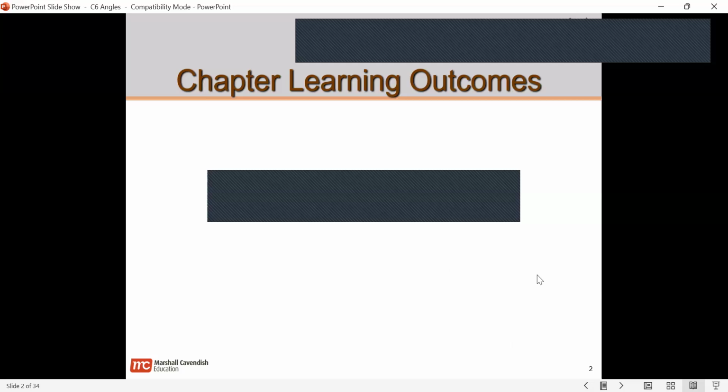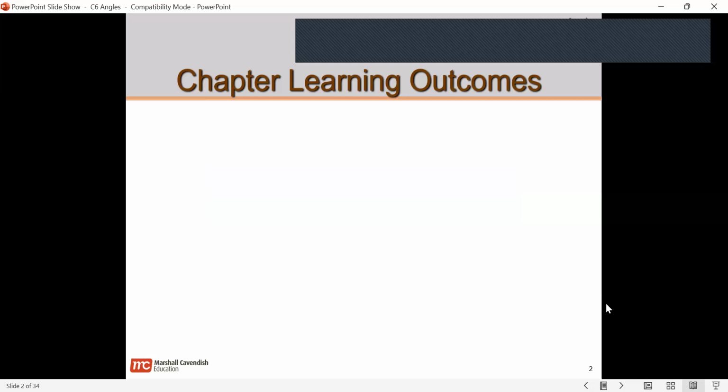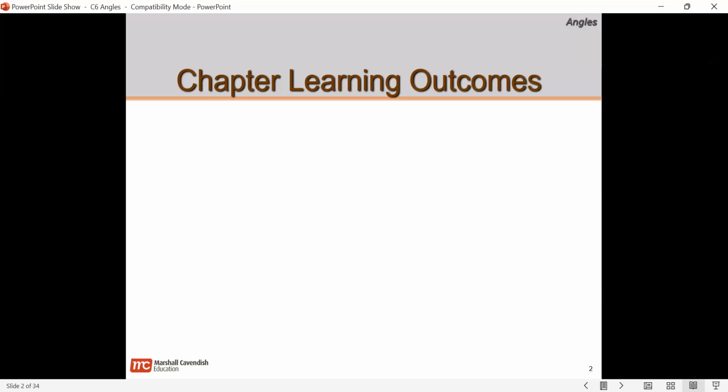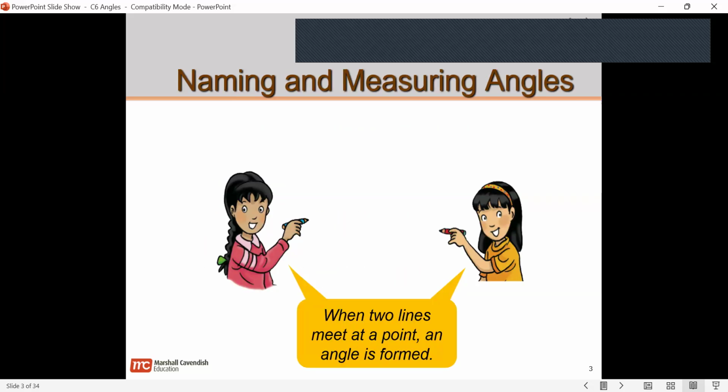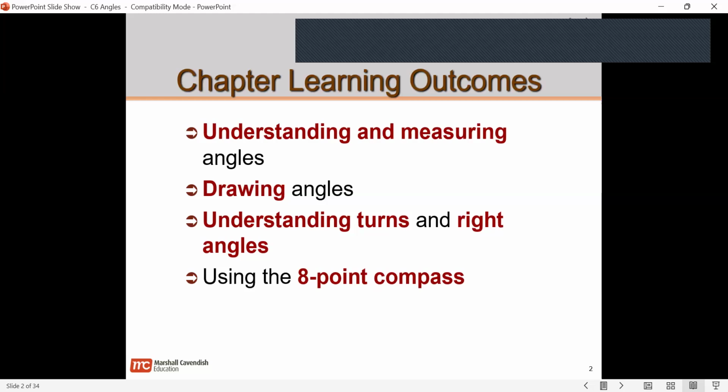Right, so I am sharing this slide with you. This is actually from a previous slide. So at grade 4, you should have learned these few things. Understanding and measuring angles, drawing angles, understanding turns and right angles, and the 8-point compass.